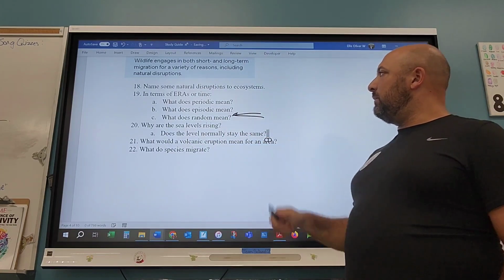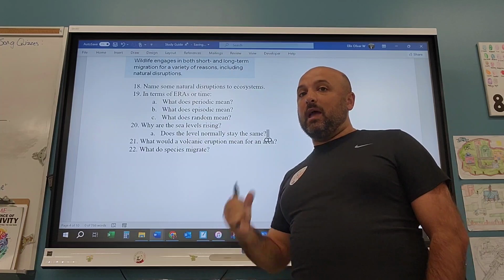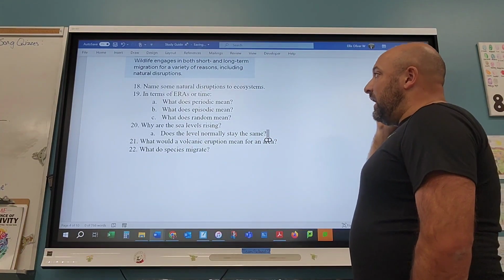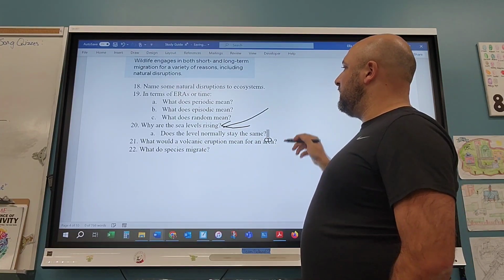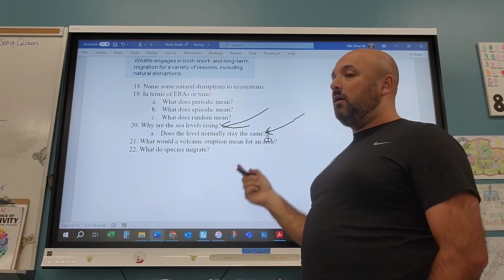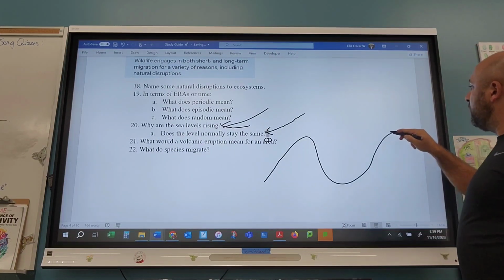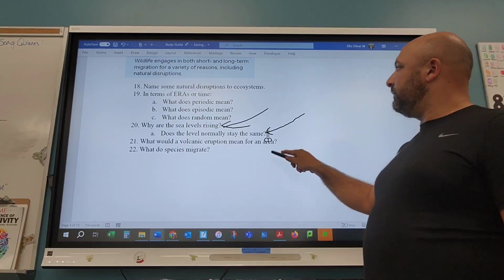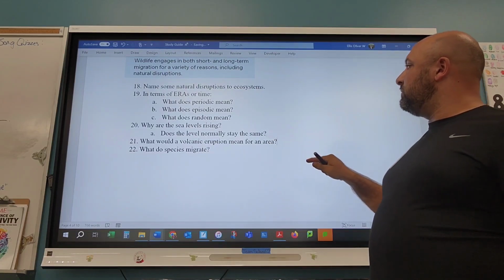What does random mean? Well, that means it's completely random. You have no way of predicting what's going on, no guarantee this thing's going to happen, it just might. It's random. Why are sea levels rising? Because of global warming and climate change. Does the level normally stay the same? The answer to that is no. It normally goes up and down. But the problem is right now, it's going up too fast, and way faster than it's supposed to be at this time.